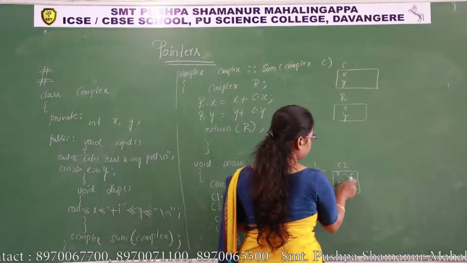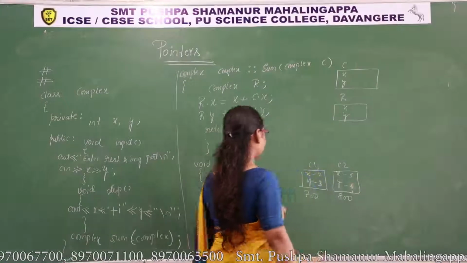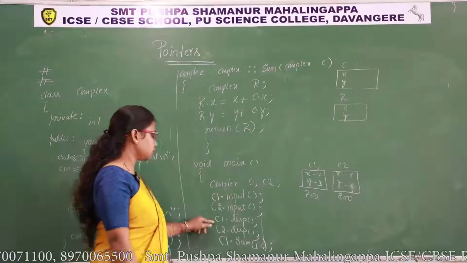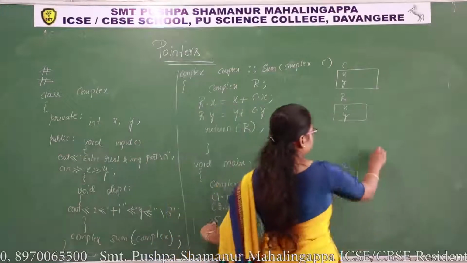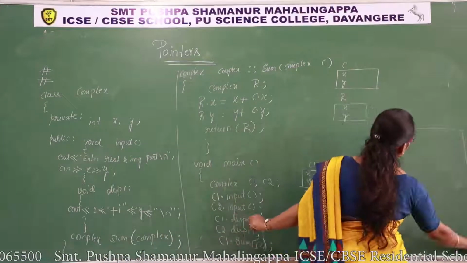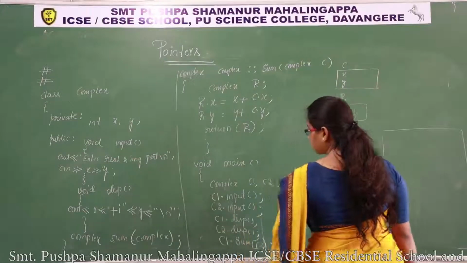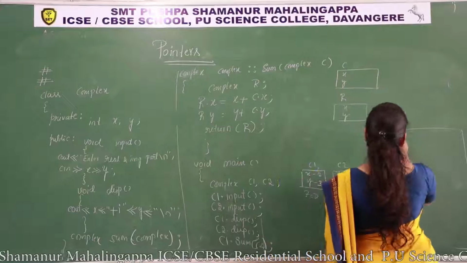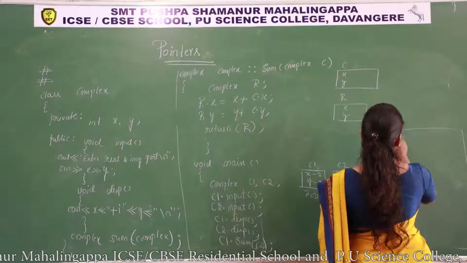Okay, I'll take different values here, 5 and 6. After that, C1 dot display, isn't it? Let us see the output screen here, which is the first statement you'll find on the screen. Enter real and imaginary part. This is for complex number 1.